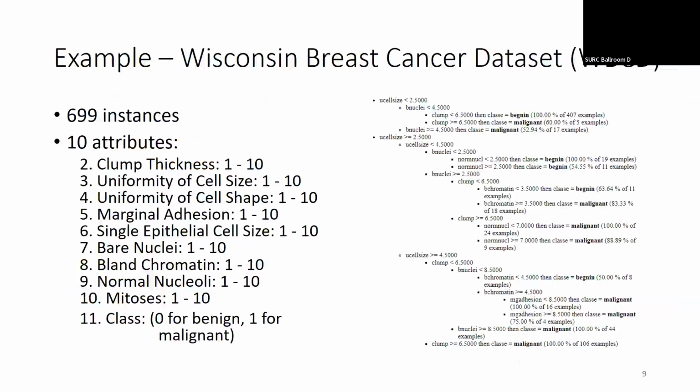So we're going to look at an example of the Wisconsin breast cancer data set, which I'm sure has been mentioned a couple times already today. It has 699 instances of 10 attributes and a class for either a benign or a malignant tumor. These are measurements made on the tumor cells, and a domain expert has labeled each as a benign or a malignant tumor.